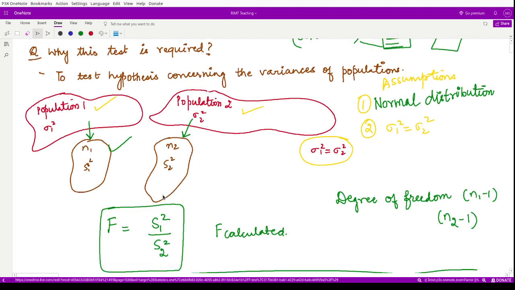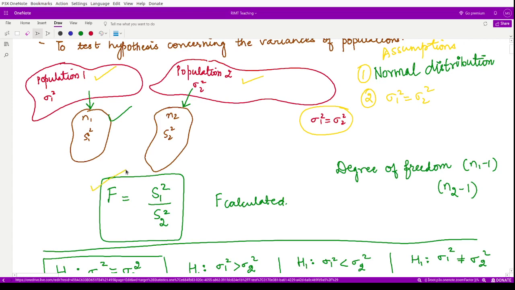So what we do, we calculate the F statistic by using the relation s1 square divided by s2 square. So this would form your calculated F value. The next thing would be, you wanted to compare this F calculated value with that of the tabulated value. So you require many things.